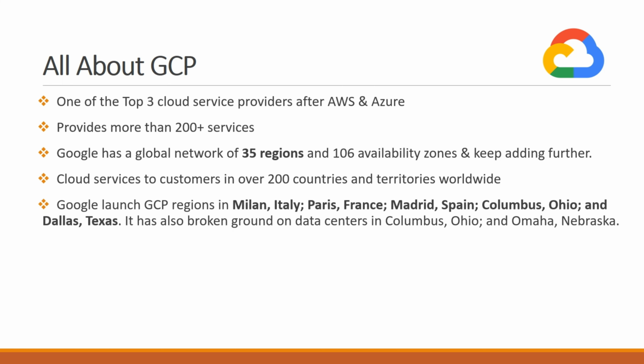Google recently launched GCP regions in Milan in Italy, in Paris in France, in Madrid in Spain, in Columbus in Ohio, and in Dallas in Texas. GCP has also broken ground on data centers in Columbus, Ohio, and Omaha, Nebraska. This entire series is all about GCP. We'll learn about Compute Engine, App Engine, Kubernetes Engine, storage, and many more.